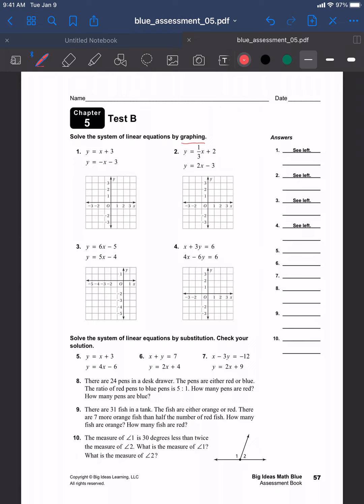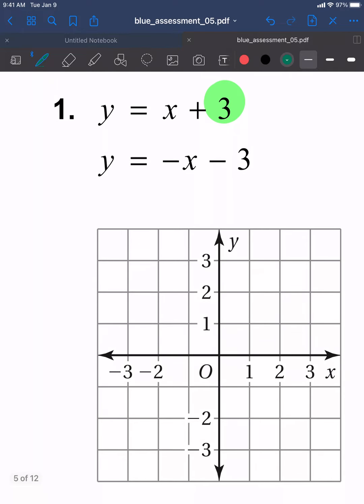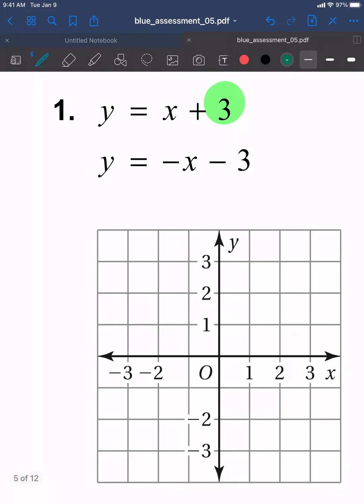Now, when you're solving a system of linear equations by graphing, all you got to do is graph the two lines and go find where they meet. Okay? So, number 1, you guys tell me, where do I start with graphing this first equation? Start at 3, very good, because 3 is the y-intercept. Okay, so let's go ahead and put a dot at 3. Do I go up 3 or right 3? Up 3, because it's the y-intercept.